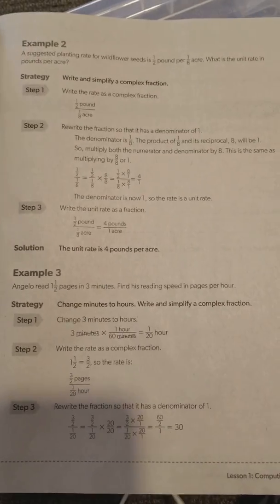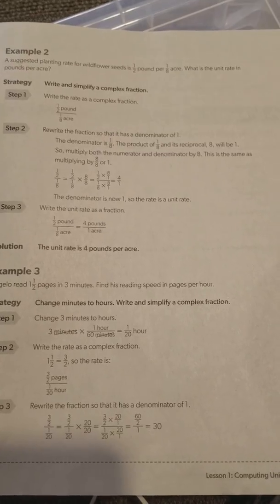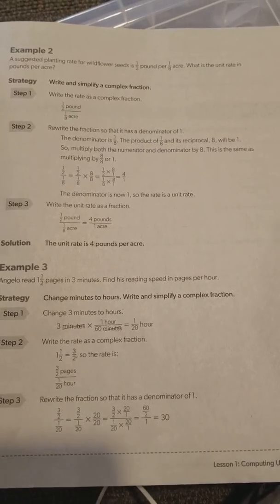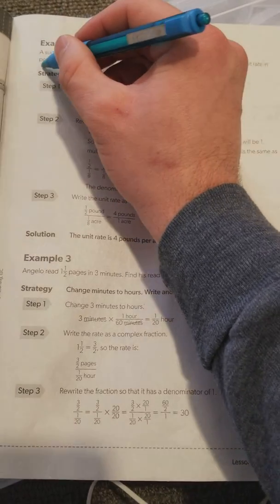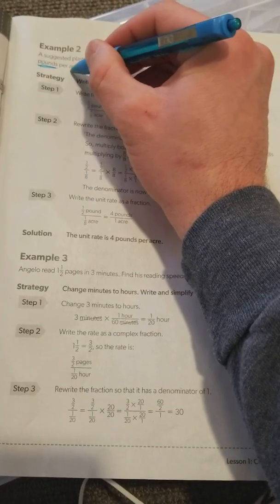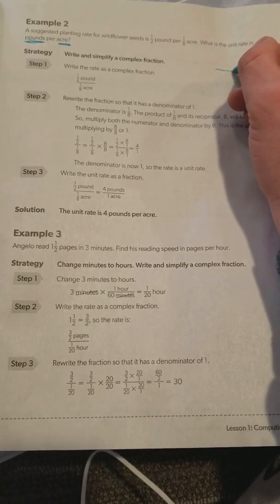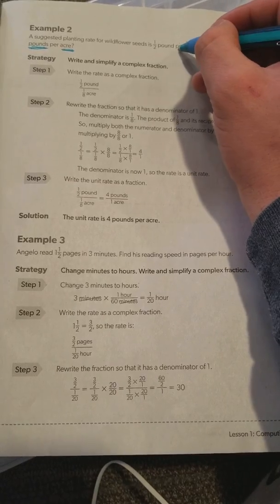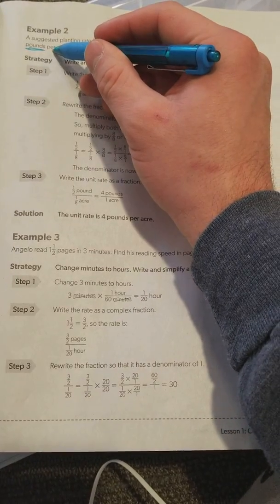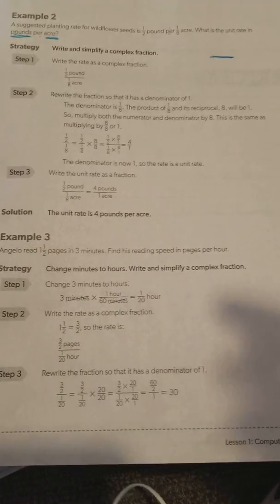Example 2, we're moving on. Example 2 says a suggested planting rate for the wildflower seeds is 1/2 pound per 1/8 acre. What is the unit rate in pounds per acre? So we know that our numerator is going to be pounds, our denominator is going to be acre. All of these we're going to set up in fraction form just because that's the easiest to do. So I'm going to put my fraction here. And it is also important to notice that per, we hear that per, that means to divide. That gives us the idea that we're going to be dividing.